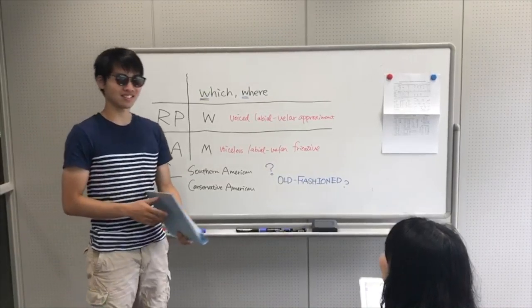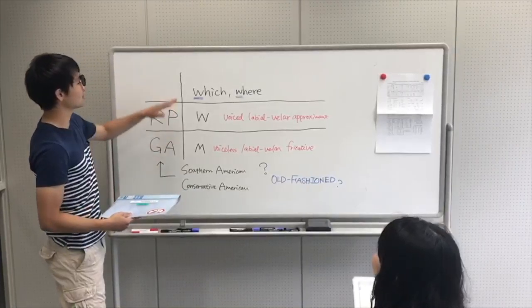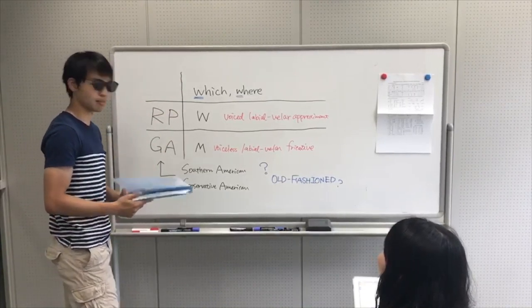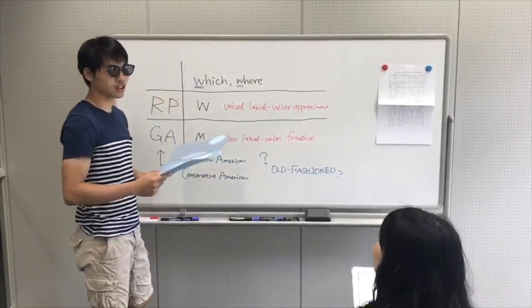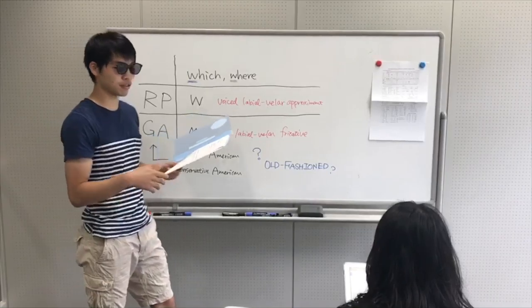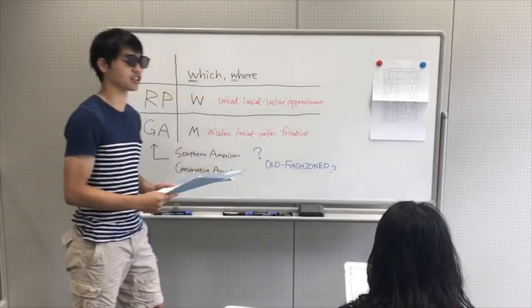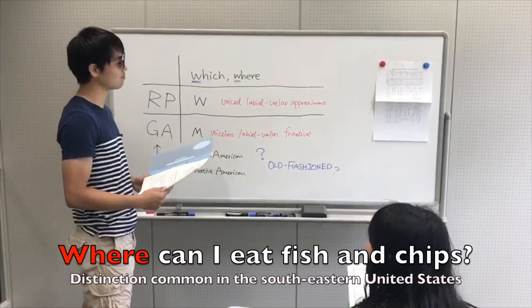Good morning, class. Good morning. Today, we'll be talking about the pronunciation of W in British English. Now, Rui, can you pronounce this sentence? Where can I eat fish and chips in British English? Where can I eat fish and chips?